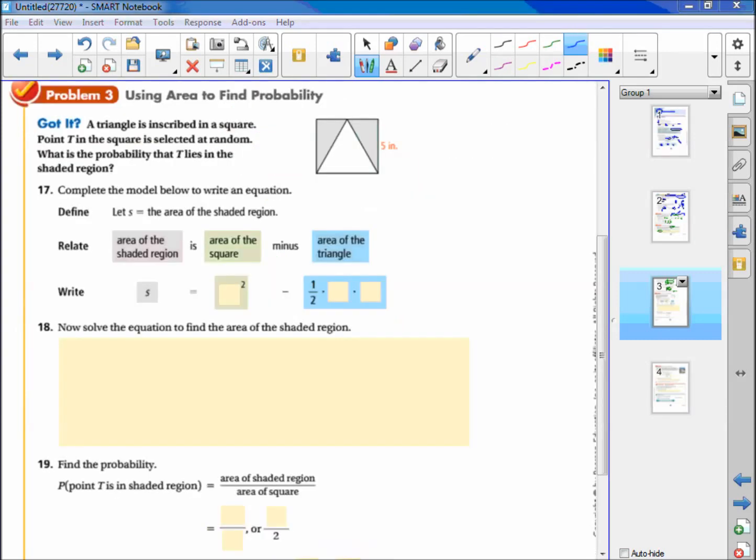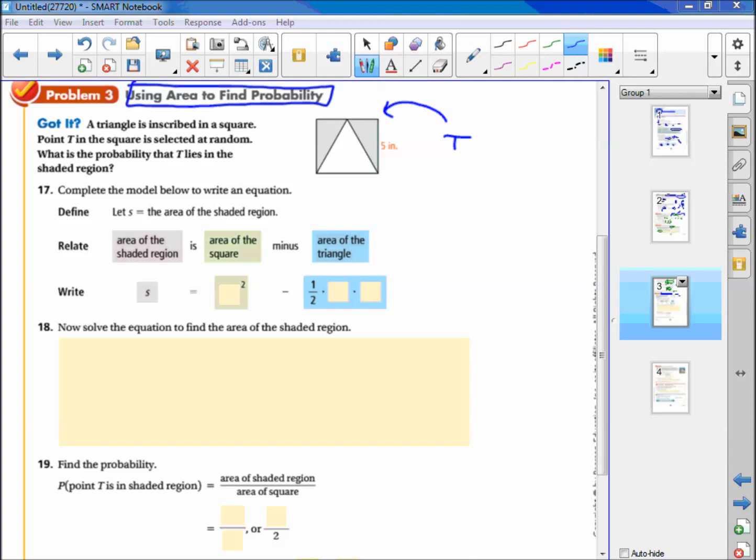In problem 3, we're using area to find probability. A triangle is inscribed in the square. Point T in the square is selected at random, so somewhere inside the square, I'm going to just close my eyes and put T in there like I'm pinning a tail on a donkey. What is the probability that T lies in the shaded region? Complete the model below to write an equation.